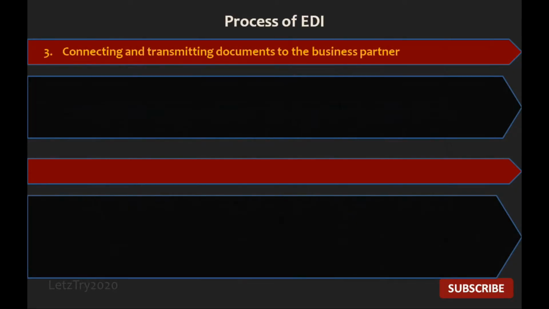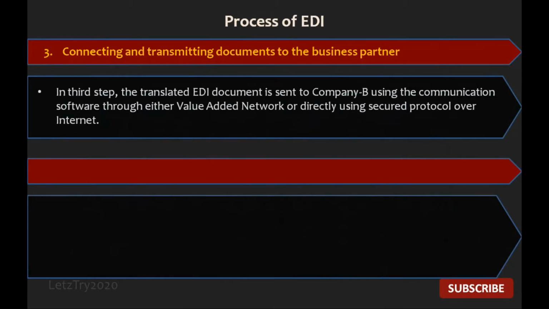Third step is connecting and transmitting documents to the business partner. In the third step, the translated EDI document is sent to Company B using the communication software through either value-added network or directly using secured protocol over Internet.